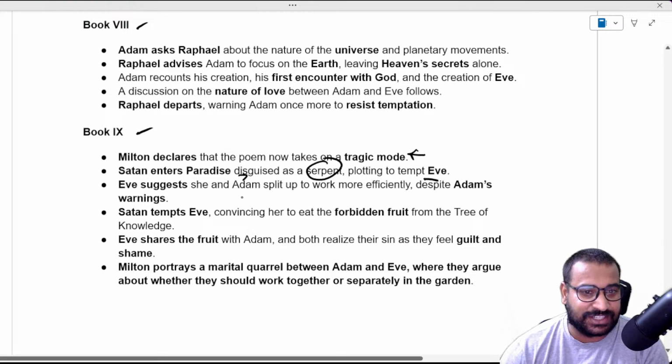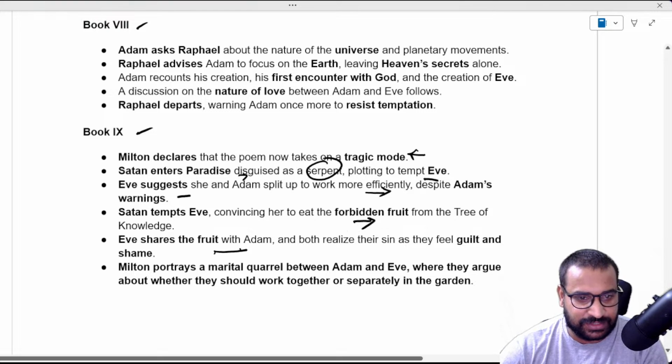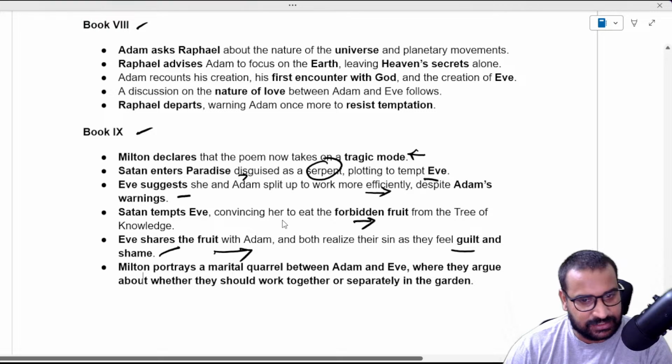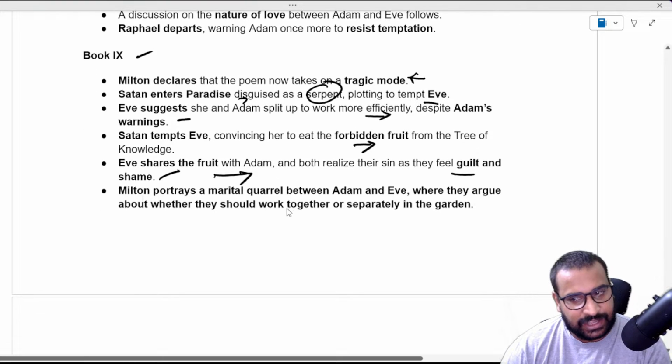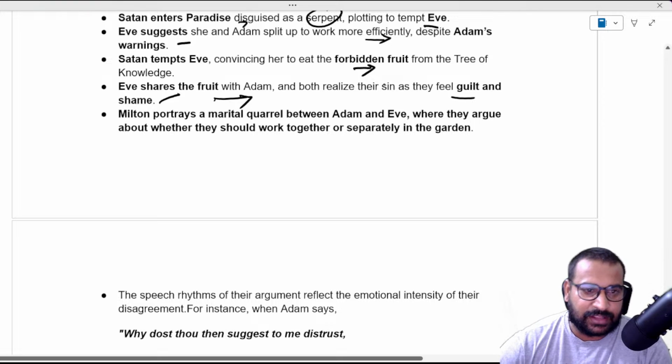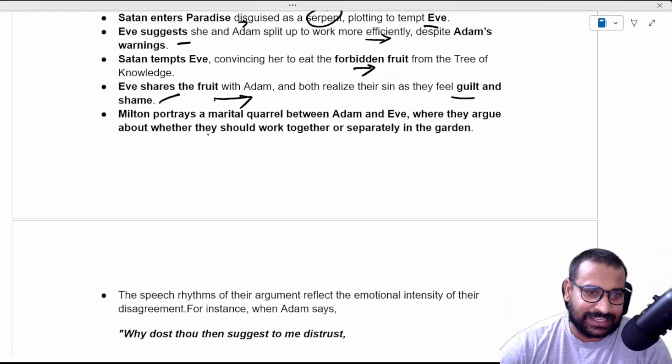Eve suggests that she and Adam split up to work more efficiently despite Adam's warning. Satan tempts Eve, convincing her to eat the forbidden fruit from the tree of knowledge. Eve shares the fruit with Adam, and both realize their sin as guilt and shame. This we have already discussed in the plot summary. So everything happens here in book 9, and the fall of man happens in book 9.